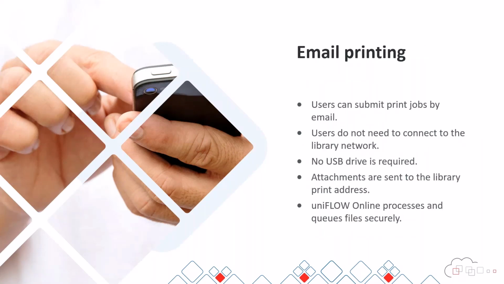So with email printing, this gives users another simple way to send a job from their own device. They send the document as an attachment to the library's designated print email address. uniFLOW Online then processes that attachment and places the job ready for release. Now, this is useful because the user does not need to connect to the library's network or use, again, that USB drive. They can submit the file from a phone, tablet, laptop, or even from another location before actually arriving at the library. How convenient is that?